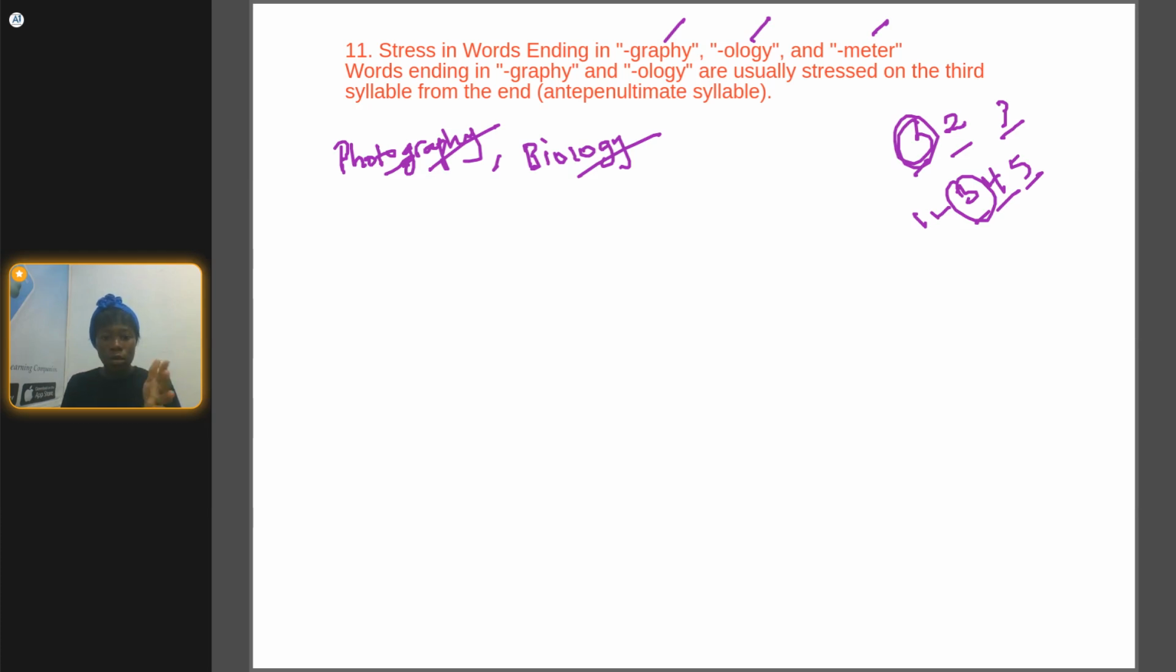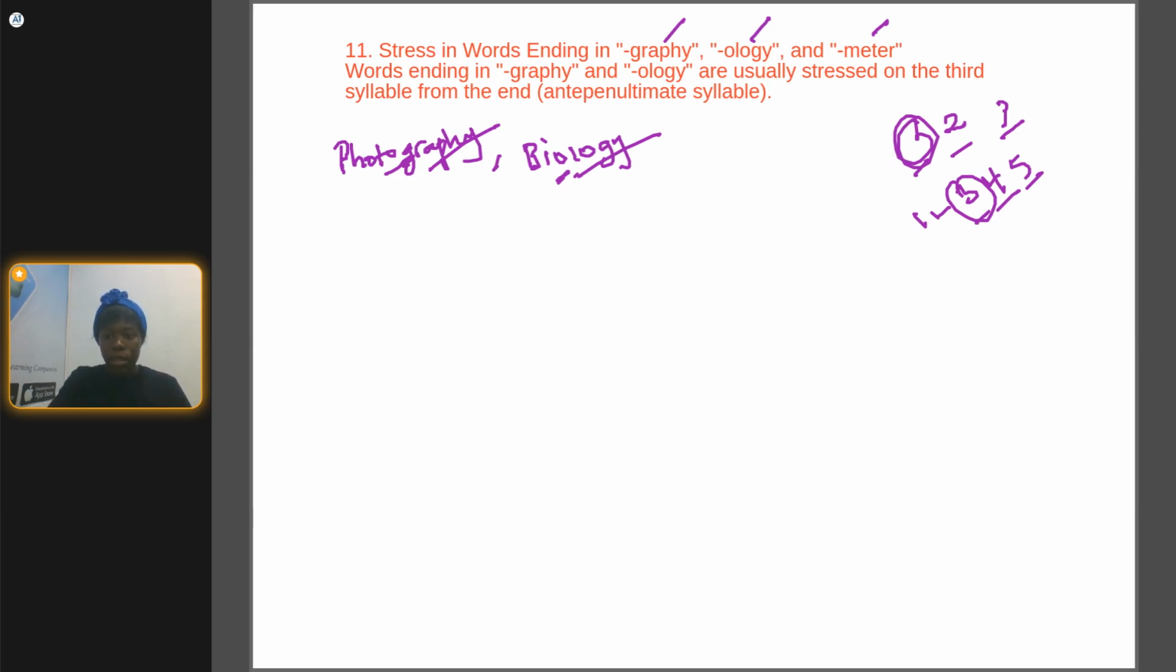Okay. And then we have O. So biology. We have O as the stress syllable in biology. So this trick is just to count from the end. If the word ends with graphy, with ology, and with meter, just count from the end. Okay?